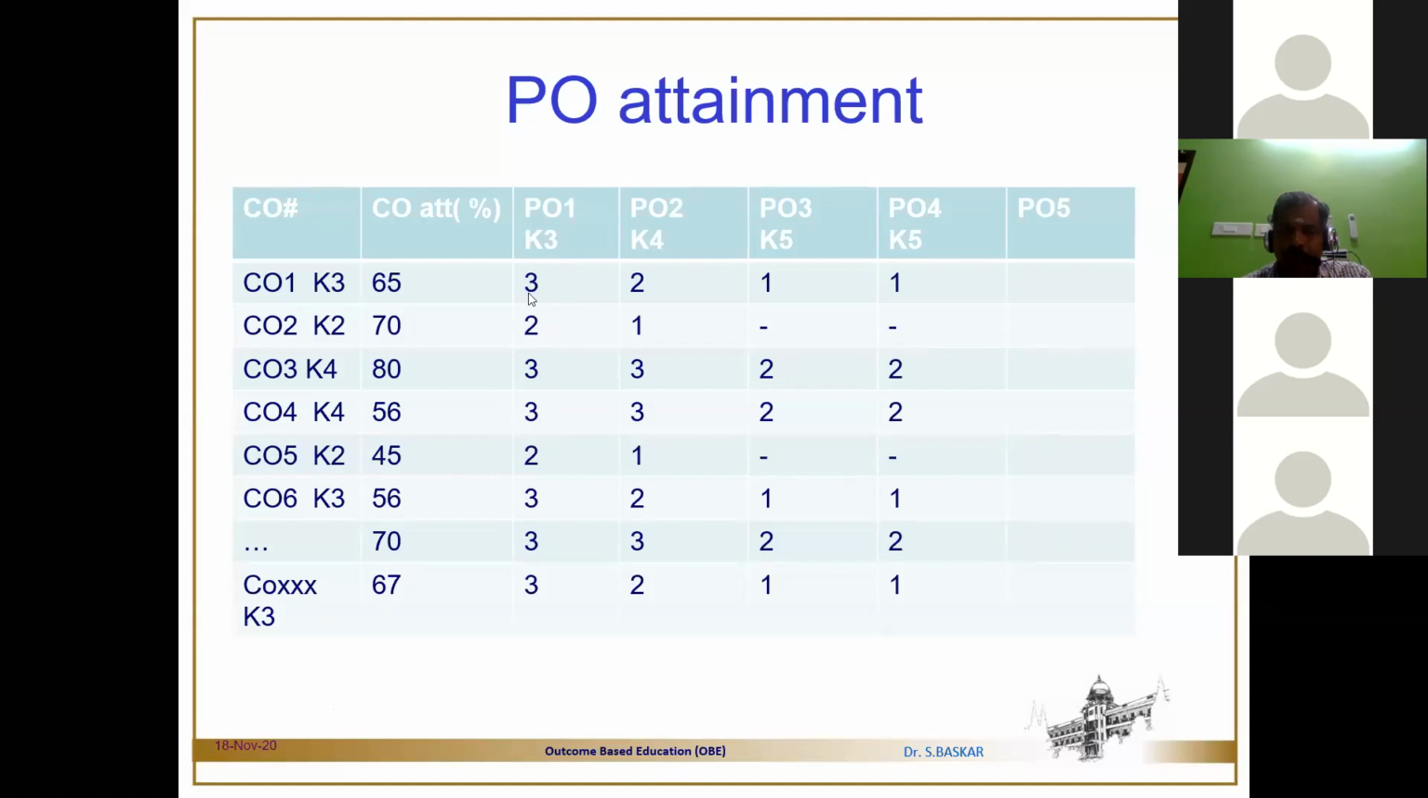For example, PO1 attainment is equal to 3 into 65, plus 2 into 70, plus 3 into 80, plus 3 into 56, plus 2 into 45, plus 3 into 56, plus 3 into 70, plus 3 into 67, divided by how many non-zero correlations we have? All are having non-zero correlation. Therefore, all the 8 COs are supporting PO1. So in the denominator, we will get 8 into 3, that is 24. Therefore, PO1 attainment will be this.